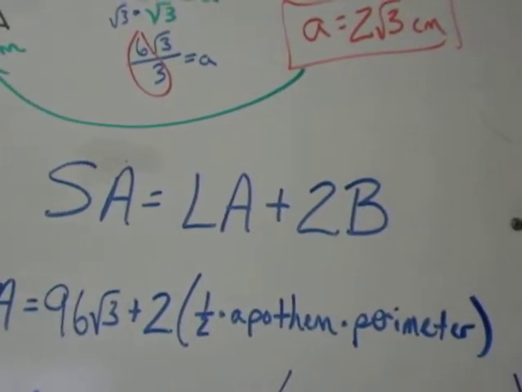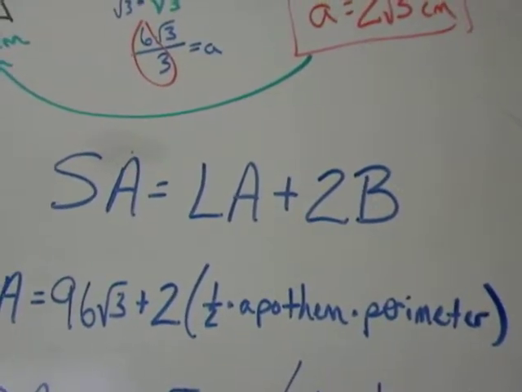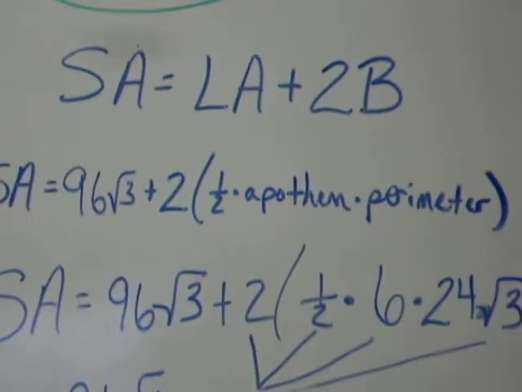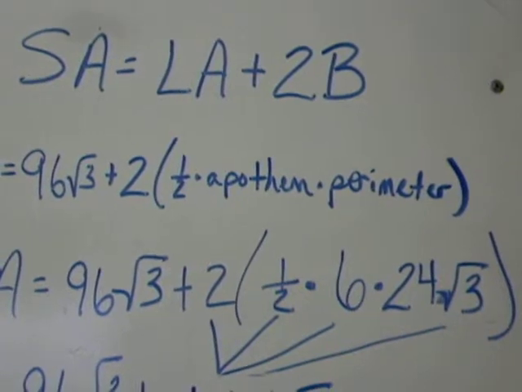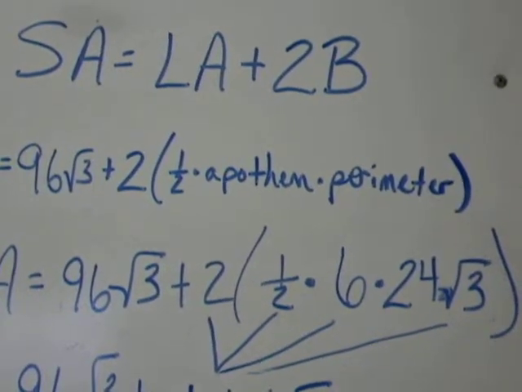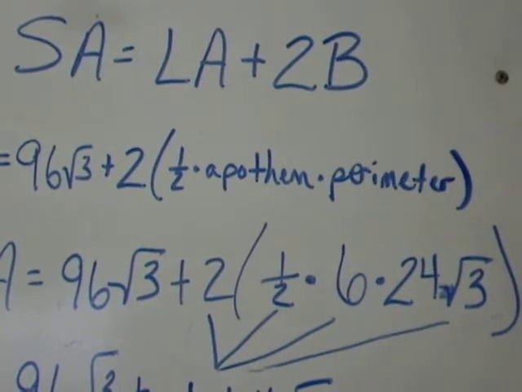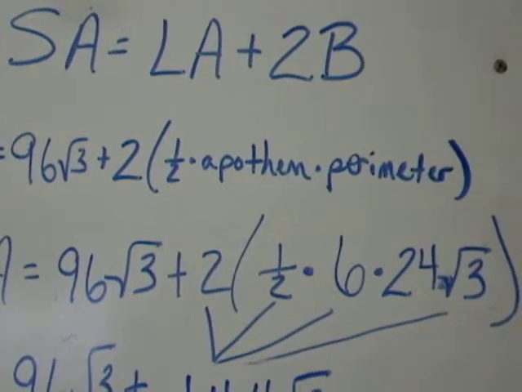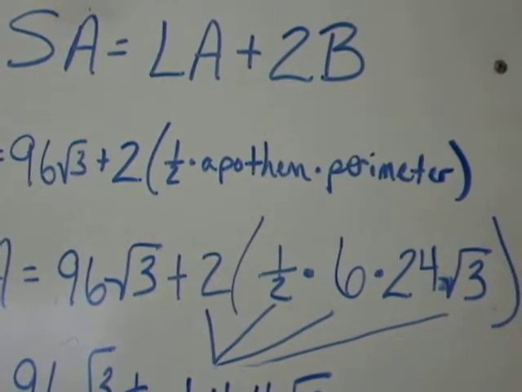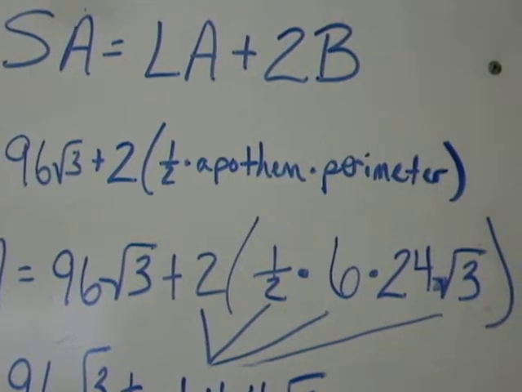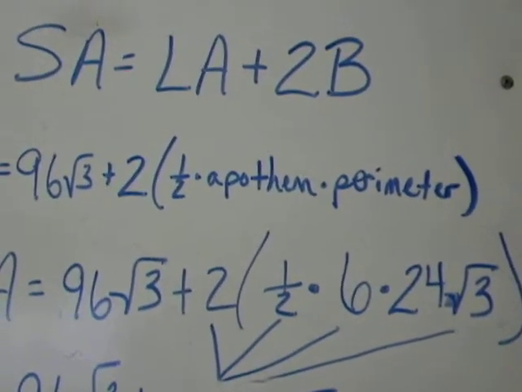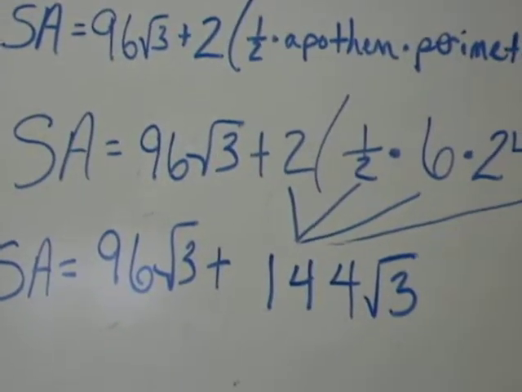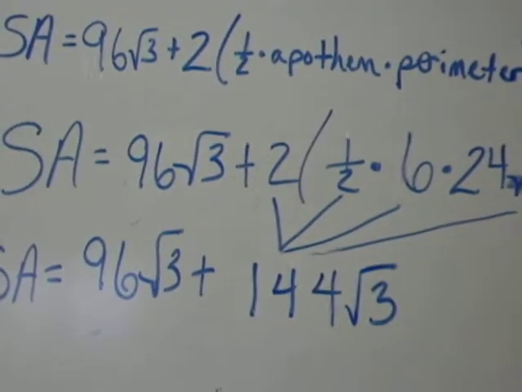We just figured out that the lateral area was 96 radical 3, but now we have to plug in the apothem and the perimeter. The apothem, we said, was given as 6, and we figured out that the perimeter was 24 radical 3. Remember, we're going for exact answers, so we really just want to multiply the 2, the 1/2, the 6, and the 24. We'll bring the radical 3 down like a little caboose. I multiplied that out and found that it was 144 radical 3.